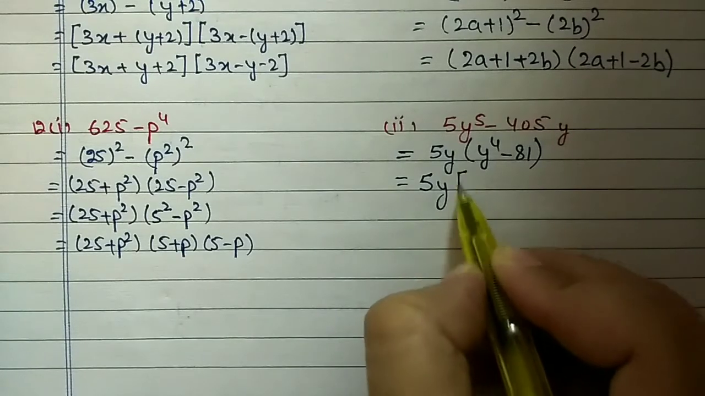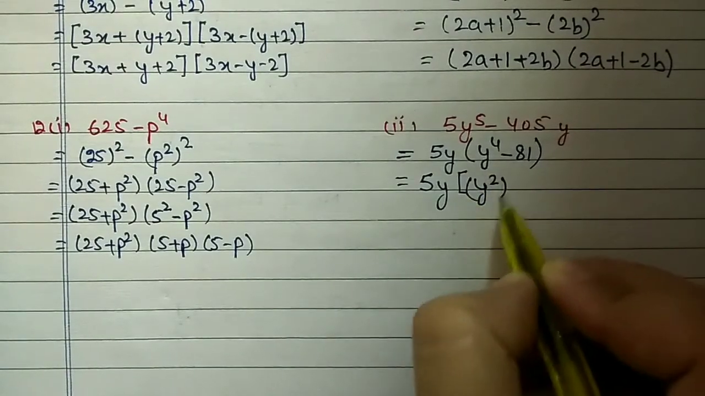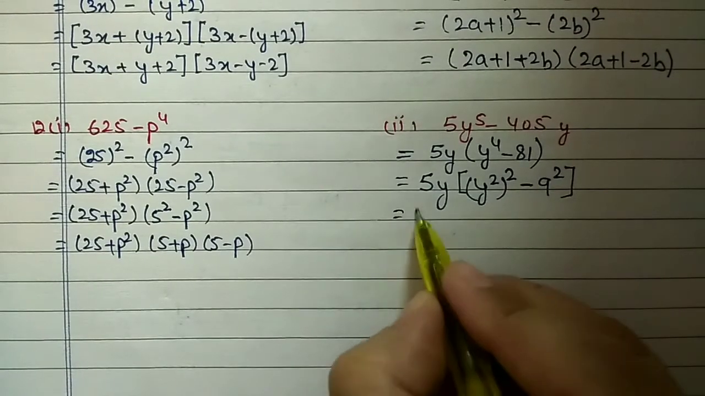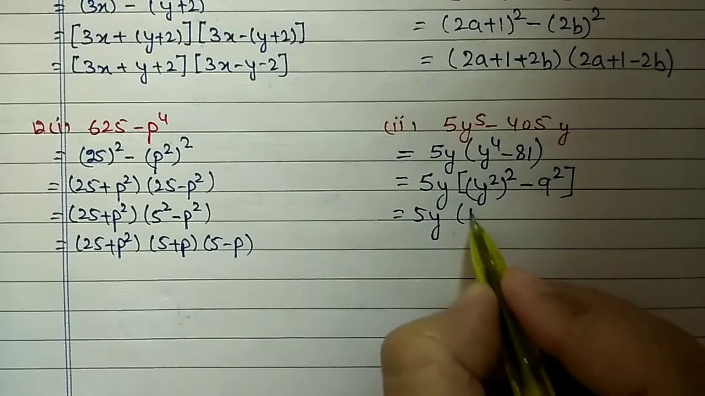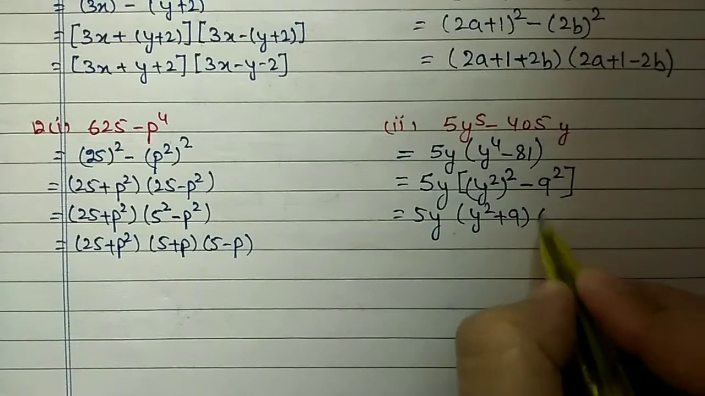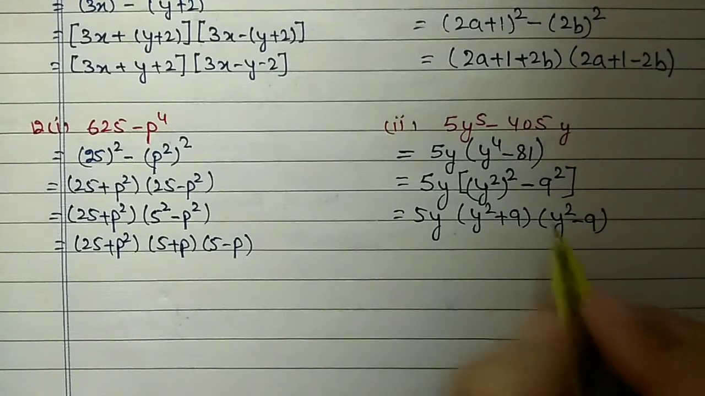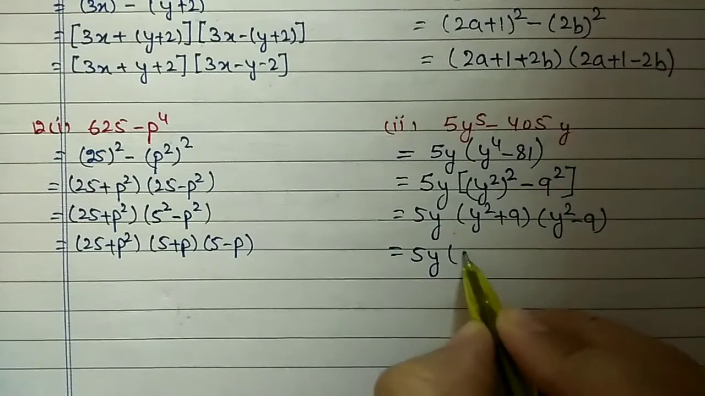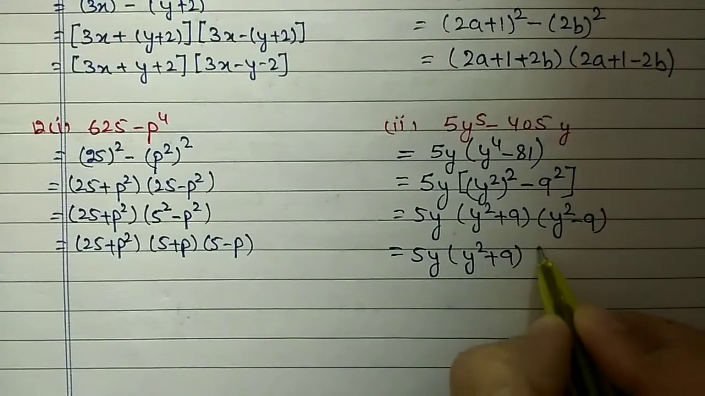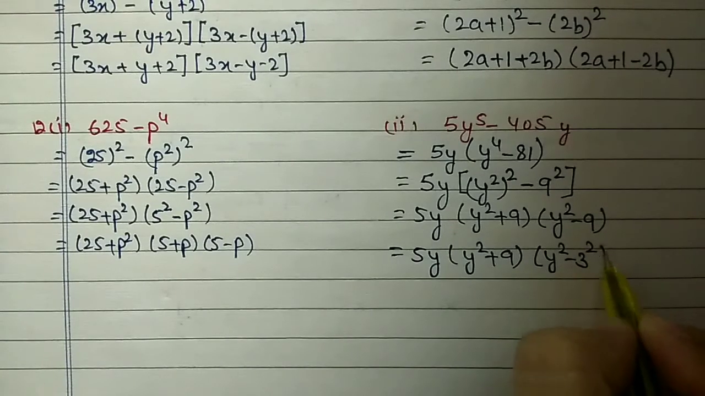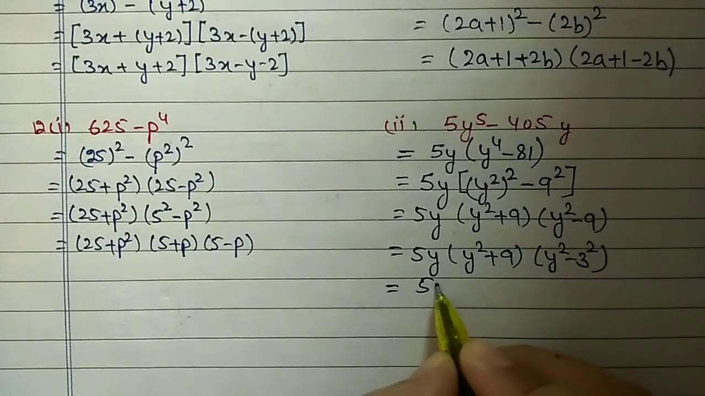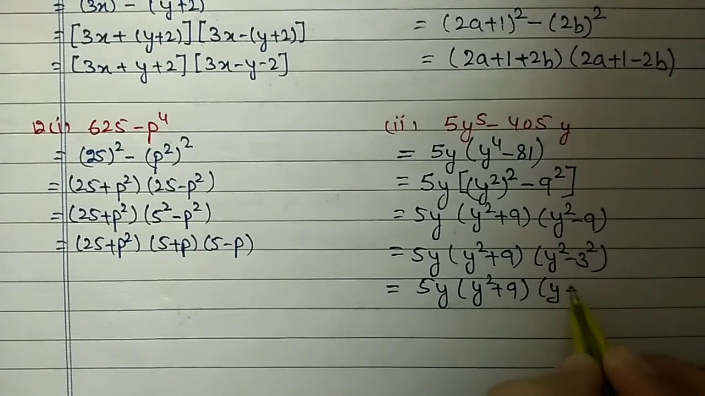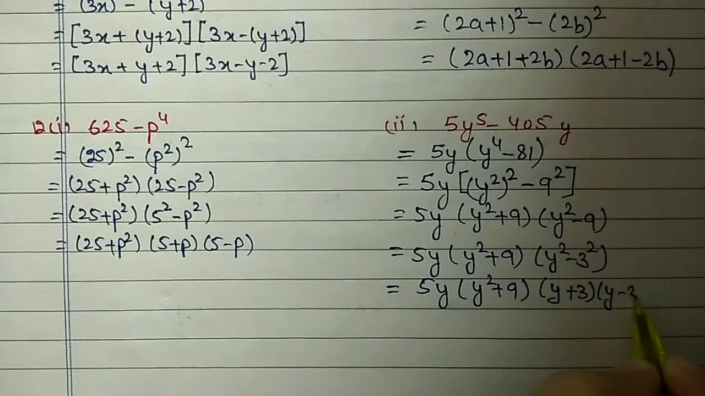So this 5 to the power 4 you can write as y square whole square minus 81, we can write as 9 square. So we can write it as y square plus 9 and y square minus 9. Again, if you see this second bracket, we can factorize one more time. We can write it as y square minus 3 square, and you can factorize it again. You can write y square plus 9 and the second bracket y plus 3, y minus 3.